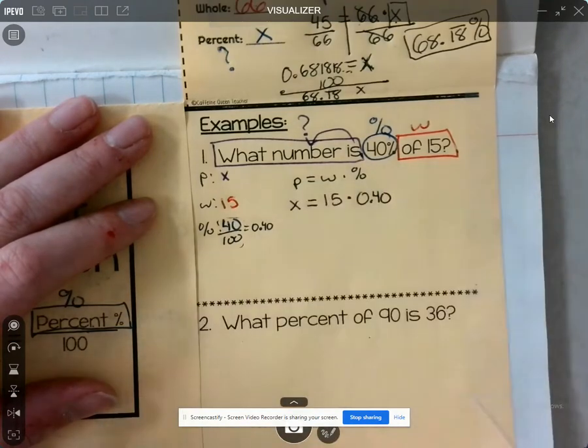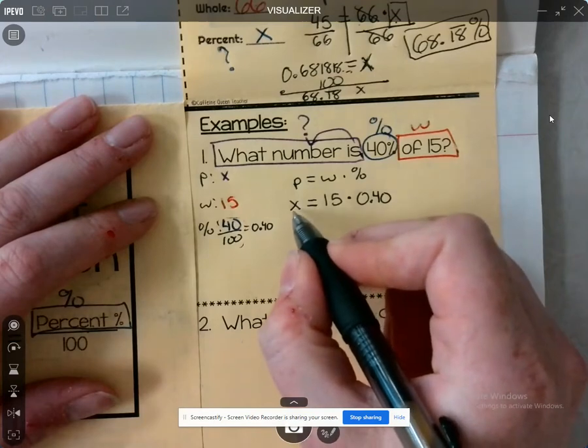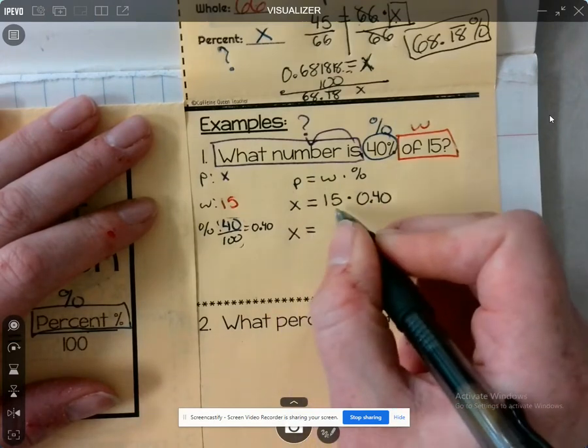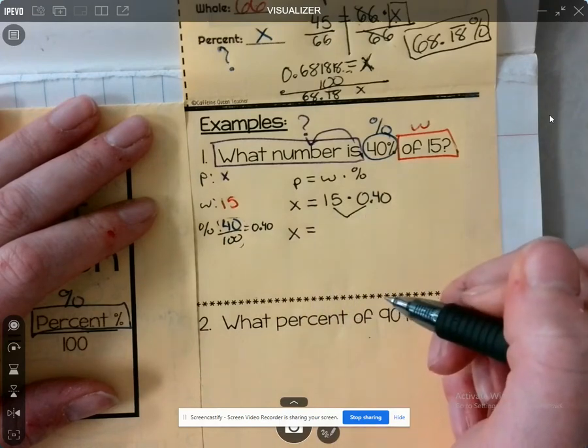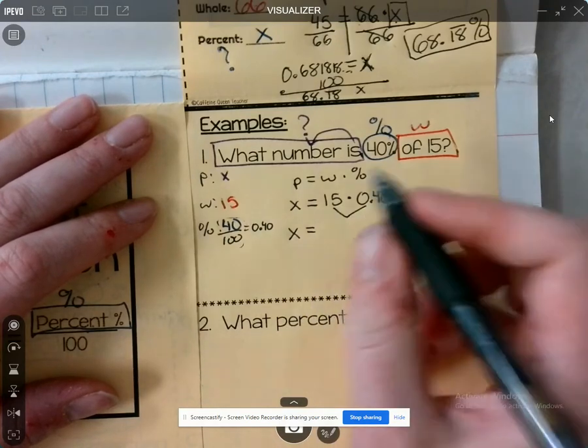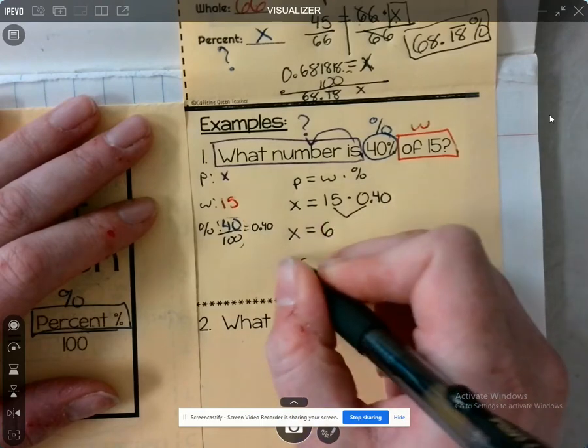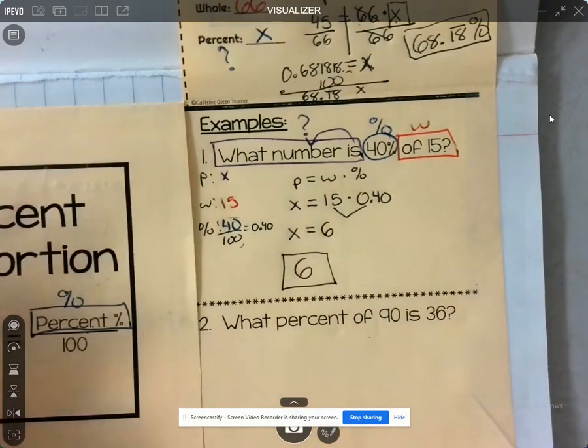So we'll put 0.40. Now, notice our variable is already by itself, so therefore it's going to stay by itself, and we just need to simplify. 15 times 0.40 is 6. So the number and the answer is 6.